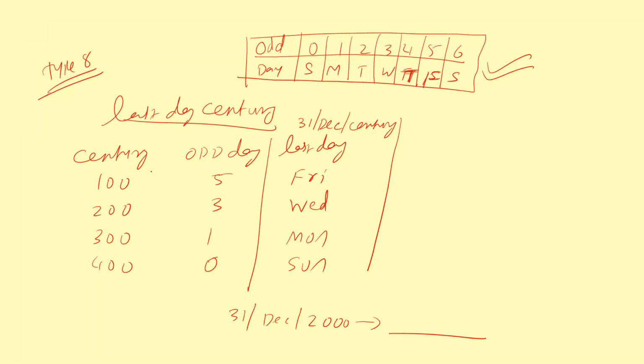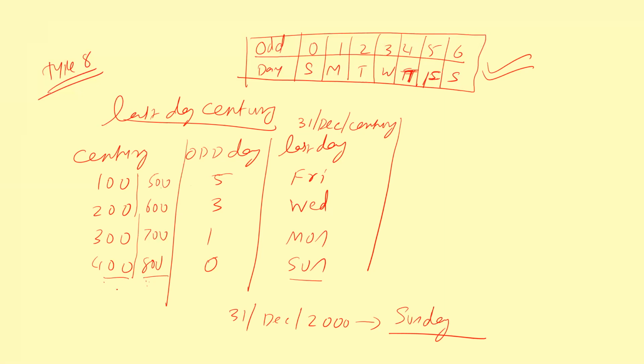Again, the 500th last day is Friday, the 600th last day is Wednesday. So this is a cyclic number: 500, 600, 700, 800, again 900. So 100, 500, 900 will end with Friday. 200, 600, 1000 will end with Wednesday. In the same way, multiples of 400, like 400, 800, 1200, 1600, 2000, all have 0 odd days, so they end with Sunday. So for multiples of 400, I can directly say it is Sunday. The 400th last day is Sunday.